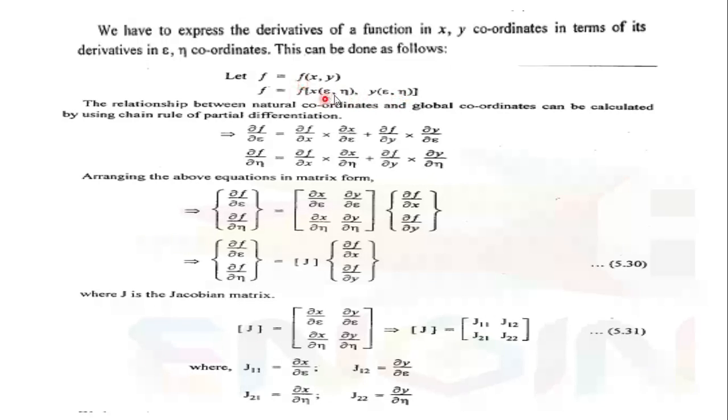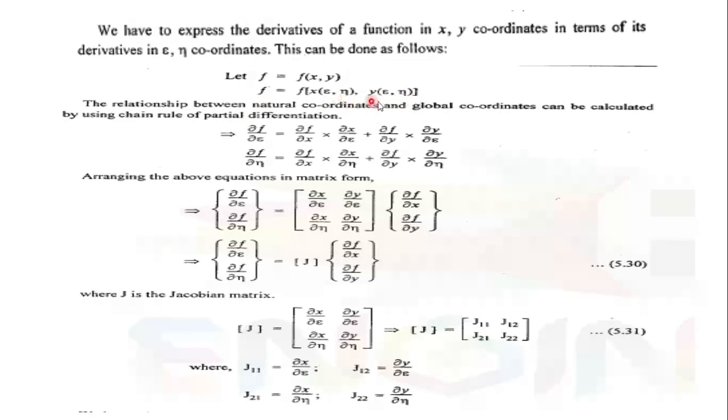So let us be clear on this. F is a general function that depends upon x and y. This is what we are going to represent now. We finally obtain that x and y individually depend upon epsilon and eta, because we are trying to convert the entire coordinate, eta and zeta values, into x and y. We cannot fix exactly x equal to zeta and y equal to eta. That's why x depends upon epsilon and eta, and y also depends on epsilon and eta.